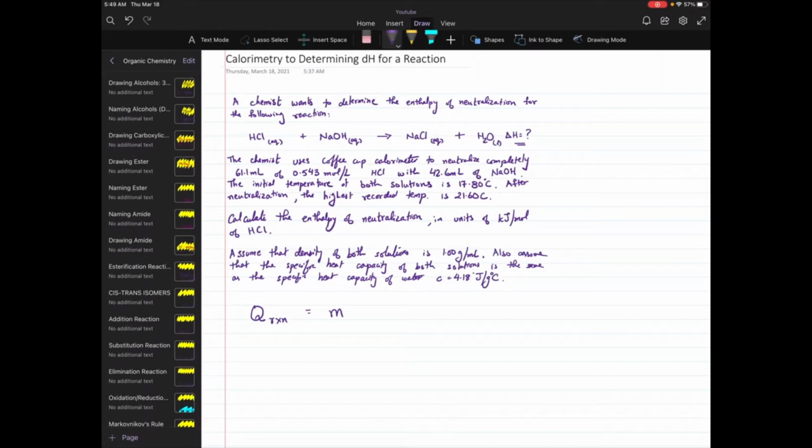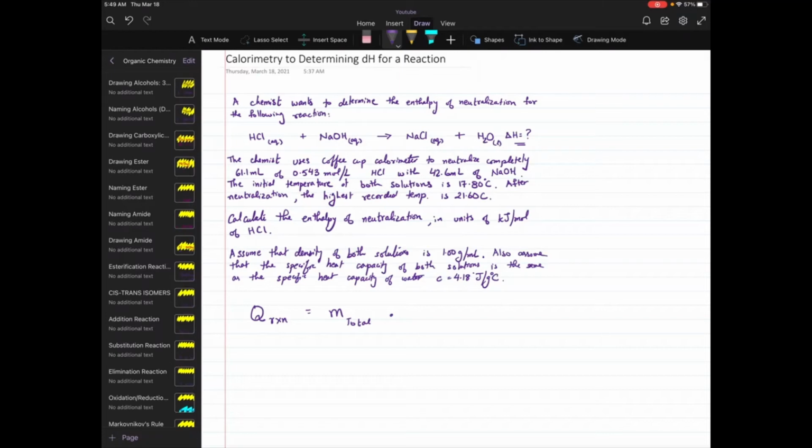Well, the temperature of the entire solution will increase, and therefore we need the total mass. Not the mass of HCl, not the mass of NaOH, but the combined total mass. And so we need the total mass to figure out the Q for the reaction. We need to calculate that, and we need the specific heat capacity of this solution.